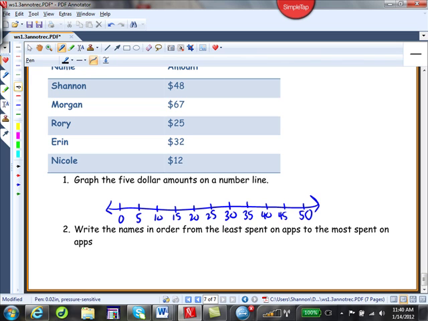So 48 is going to be pretty close to 50 on the number line. So that'd be like 47, 40, probably about here, 48. Okay. So we'll highlight that one. So Shannon spent 48 bucks. And then Morgan, oh, look what happened. I hate it when that happens. We didn't go far enough, so I'm going to go ahead. That's why we use pencil in math.